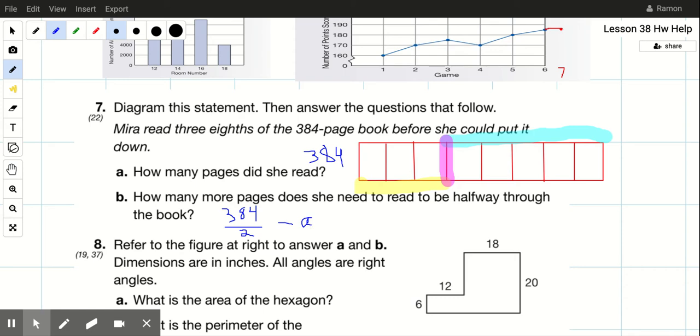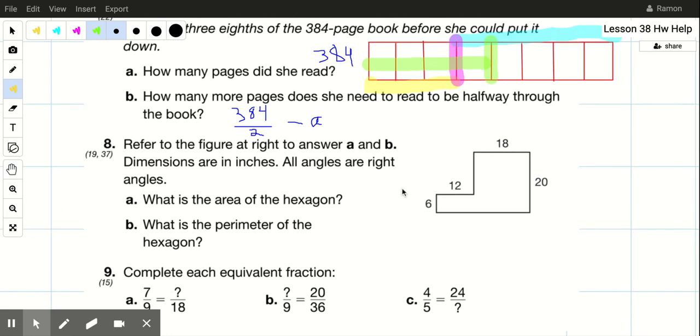Another way that you could solve that without the calculations would be to look at the diagram, right, and identify what the halfway point is. It looks like this is about half. So she's already read 3 sections. She only needs 1 more section to get to half. So that 1 section is going to be how many more pages she's going to need to get to that halfway point, which is represented here.